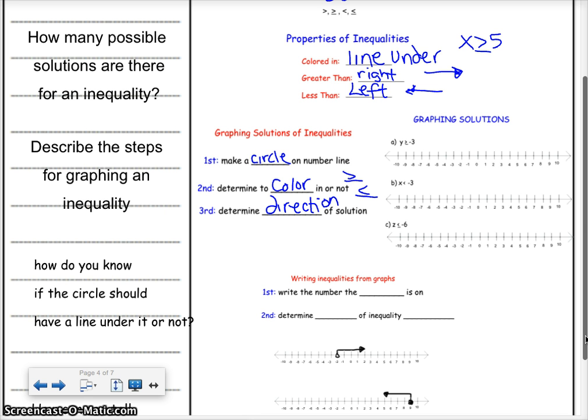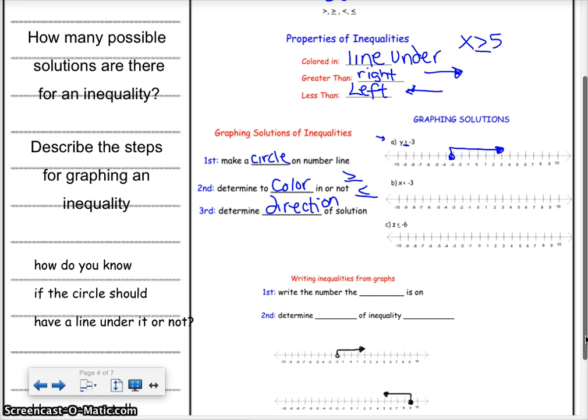So on the right-hand side there, we're going to practice this concept. Y is greater than or equal to negative 3. So that means I put a circle at negative 3 because that's the number they give me. And I'm greater than. Does greater than mean right or does greater than mean left? Right, because I'm getting bigger. And then do I color my circle in or not? Yes, because there's a bar under it. That bar means colored in.